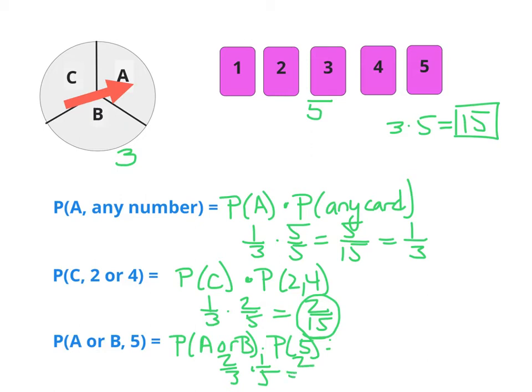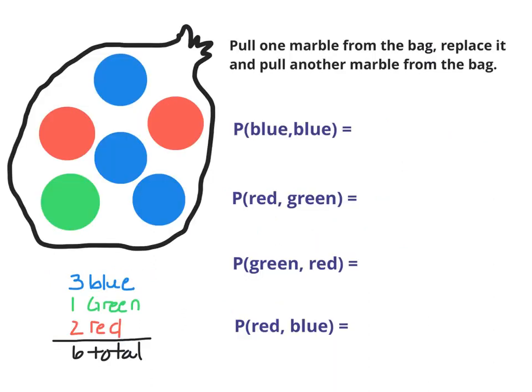And 3 times 5 is 15. So the probability of spinning an A or B and pulling a 5 out of that deck of cards is 2 out of 15. All right, let's look at another compound probability problem.